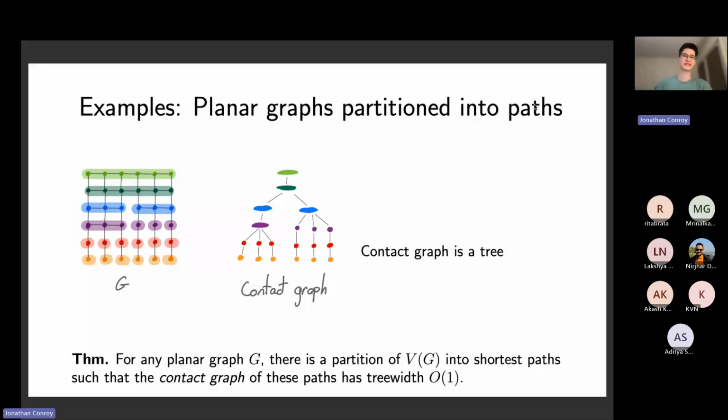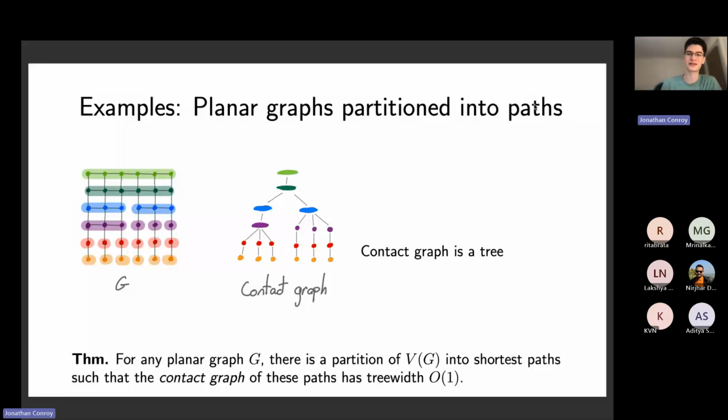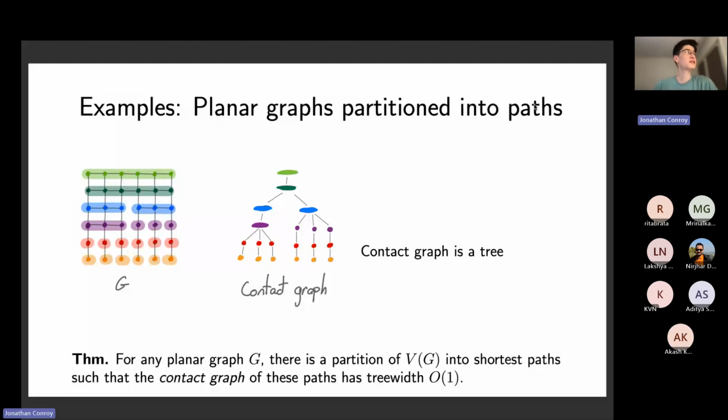But you could imagine in principle that there are planar graphs where you can't partition into shortest paths where the contact graph is a path. You might have to require this treeness. So these are sort of in between, like a grid plus a tree. That's the way I like to think about it. And it's not increasing your tree width. Deleting edges is not going to increase your tree width.